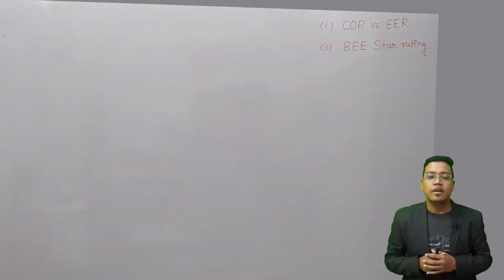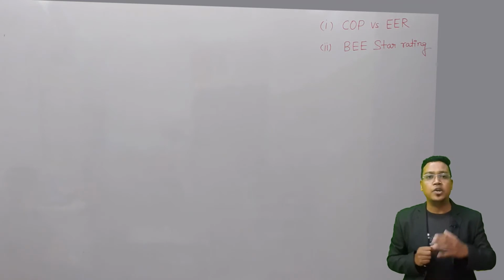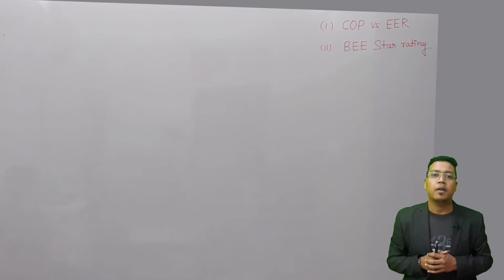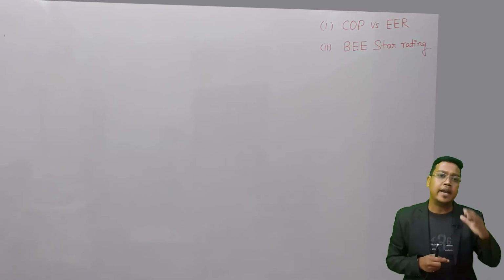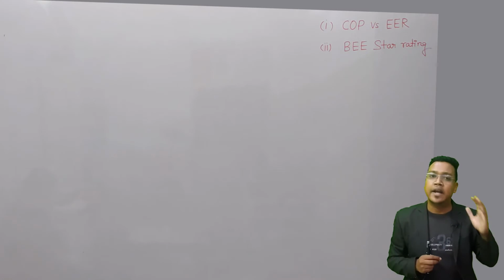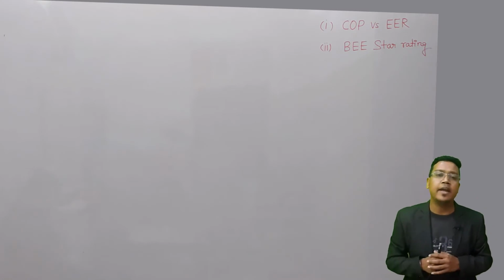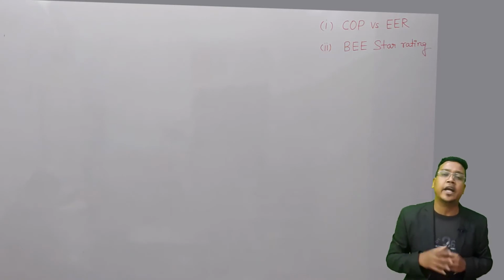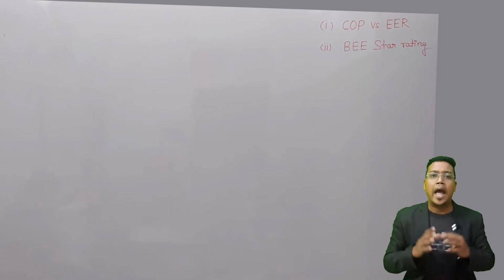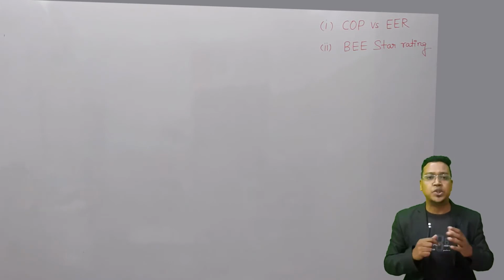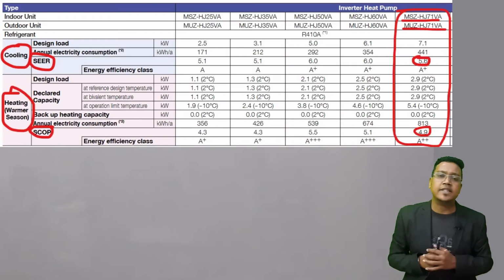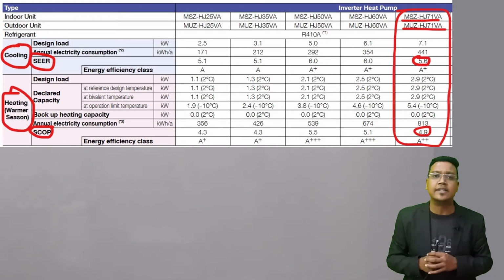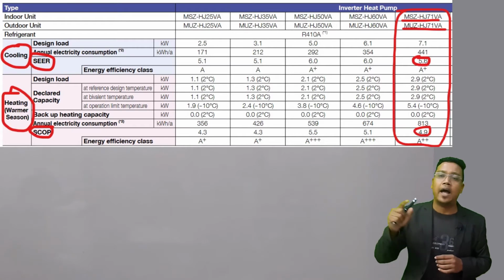So friends, now let's see an example. When you go to the market to buy an air conditioner, if you buy an AC which has both the facilities, heating system and cooling system, in that case the COP and EER are also there on the technical sheet of that AC. I am giving here one example of a Mitsubishi company. In this example, you can see there are so many models. I'll take just one model, and I highlighted one.